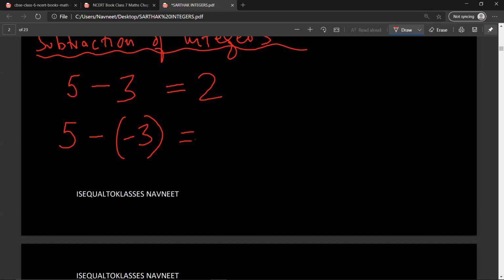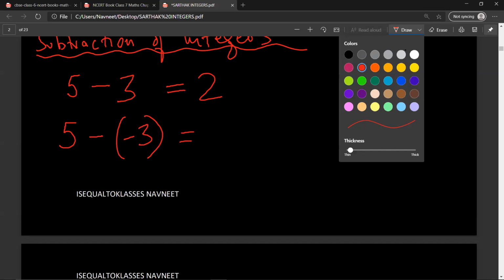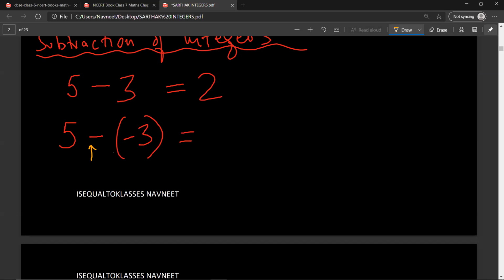Now one easy way of seeing it is that if there is a negative sign outside the bracket, the sign of the number inside will change. So this implies 5 plus 3. Sarthak, have you understood? Yes, sir.